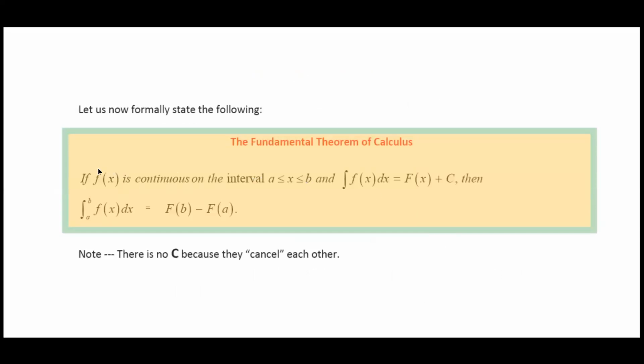This is an expression of what we just went through, which says if f of x is continuous from a to b, and the antiderivative of f of x is capital F of x plus c, then the integral from a to b of f of x dx is F of b minus F of a. In other words, if you integrate f of x and you get some capital F of x, you put in your top limit and your bottom limit and take the difference.